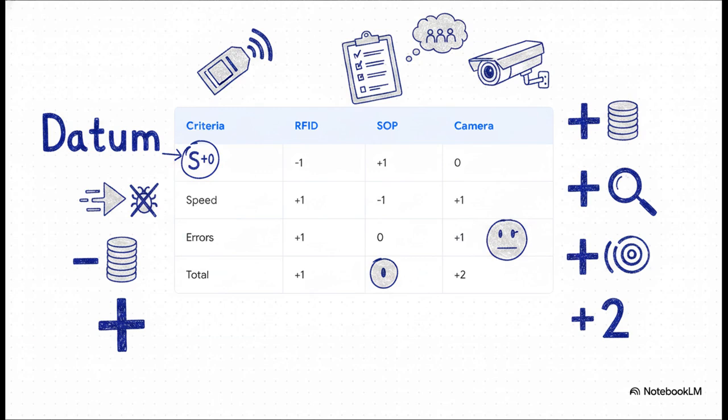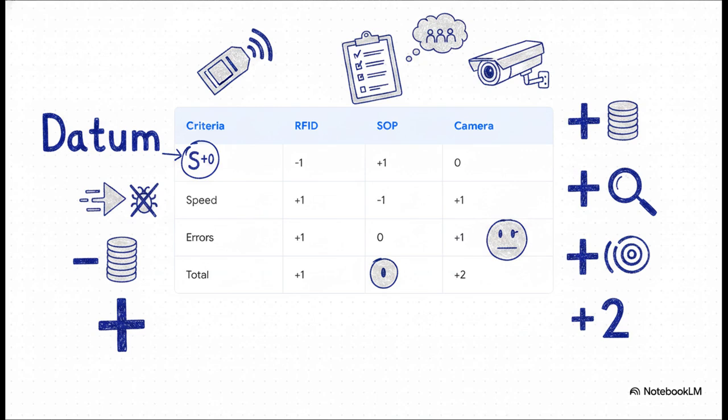The datum is marked S for standard. That's our 0 baseline. Now look at RFID. It's better on speed and better on error reduction, so it earns +1s. But wow, the implementation cost is so massive it's actually worse than the current standard, earning a -1. Total score, +1. Next up, SOP retraining. Sure, it's cheaper, earning a +1 for cost, but it slows the whole line down and human error remains exactly the same. Total score, 0.